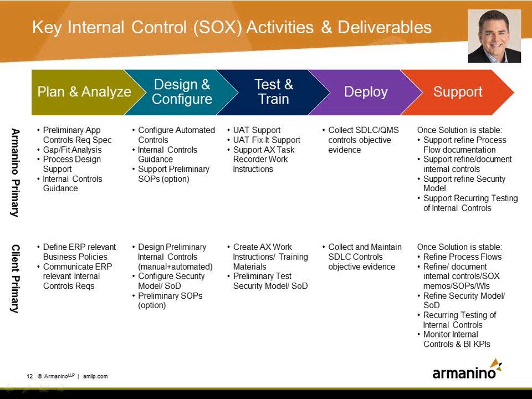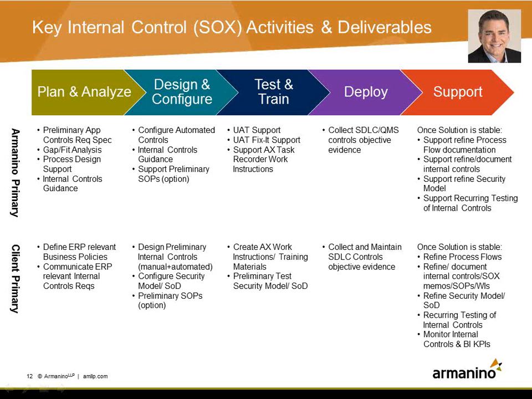The test and train phase is really that formal user acceptance testing phase where you'd be looking at all the automated controls, you'd be looking at the security model itself, and doing some, mostly from a functional perspective, the user acceptance testing itself. The deployment phase is where you actually do that production data conversion, do the final documentation, collect all the wonderful software development lifecycle objective evidence, which we'll talk about in a second, to make sure we have that all packaged up just from an IT governance perspective.